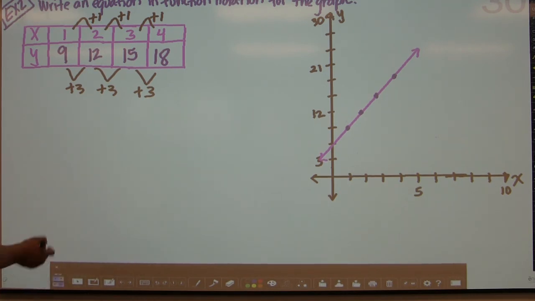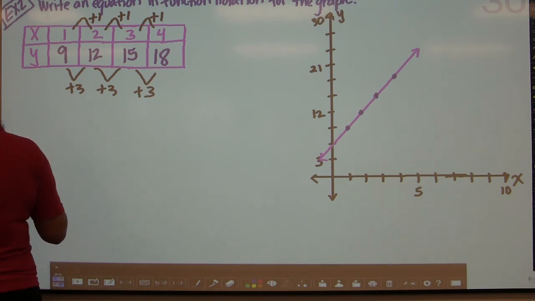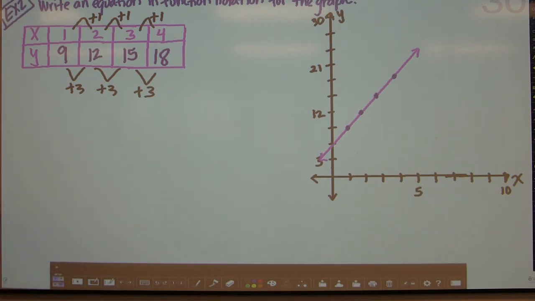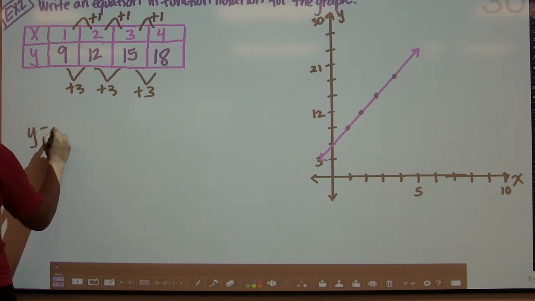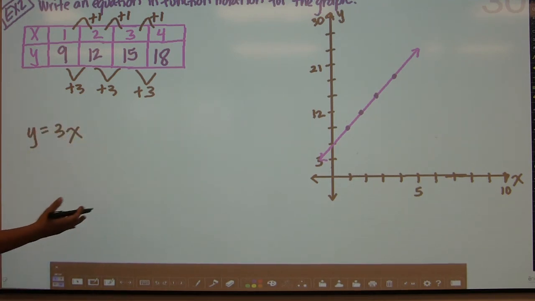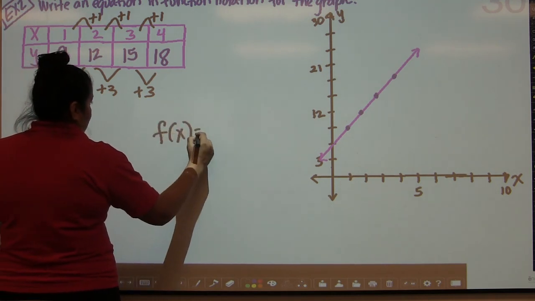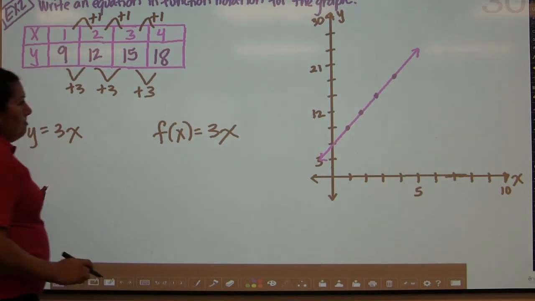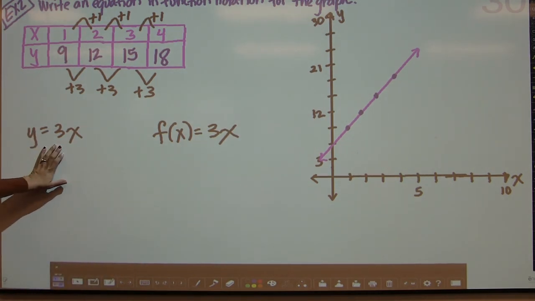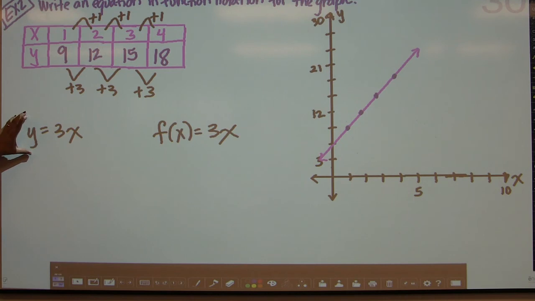Changing y, we're changing x. So we are going to know that our function is going to have some sort of y equals 3x. Now if they want function notation, technically we should be saying f of x equals 3x, but they're the same thing. If you're thinking to yourself right now, this is the function, then you can test it by plugging in the numbers to see if they work.